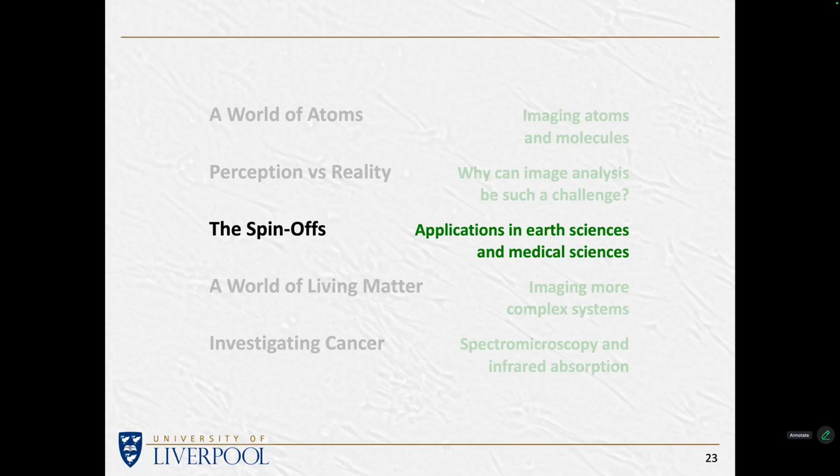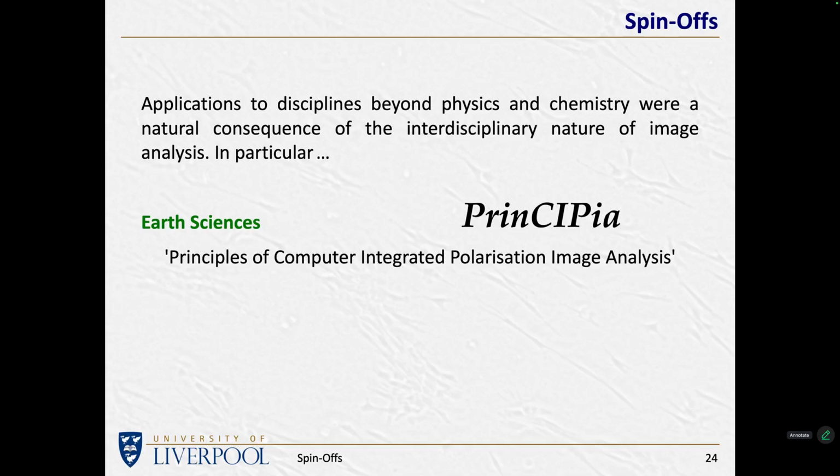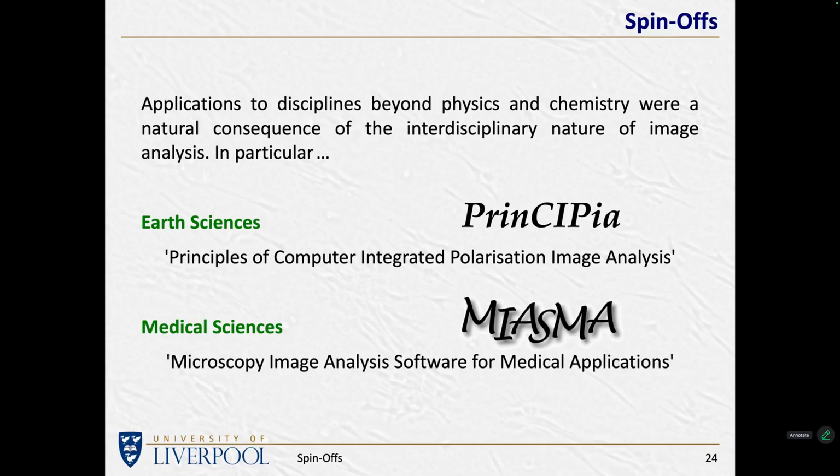Let's have a look at some of the spin-offs of what I've been doing over the years. Applications beyond physics and chemistry, which is effectively where I started, are a natural spin-off of writing software that can do a lot of different things. So for instance, there were spin-offs in earth sciences where the software was used to look at essentially rock samples, and there were spin-offs in the medical sciences, and I've done a lot of work on applying software to medical science or medical physics areas, which I called software for medical applications.